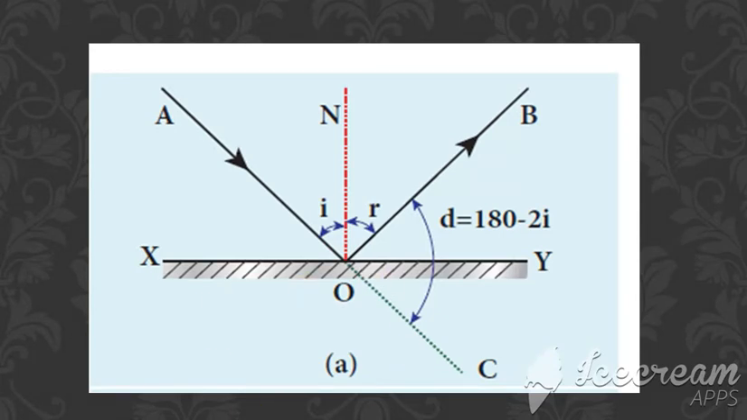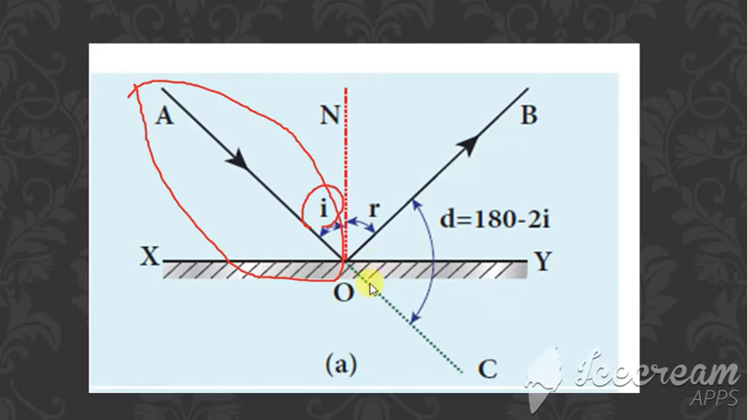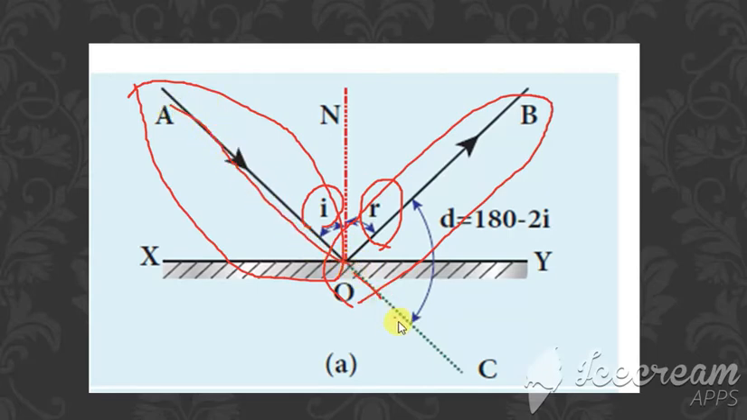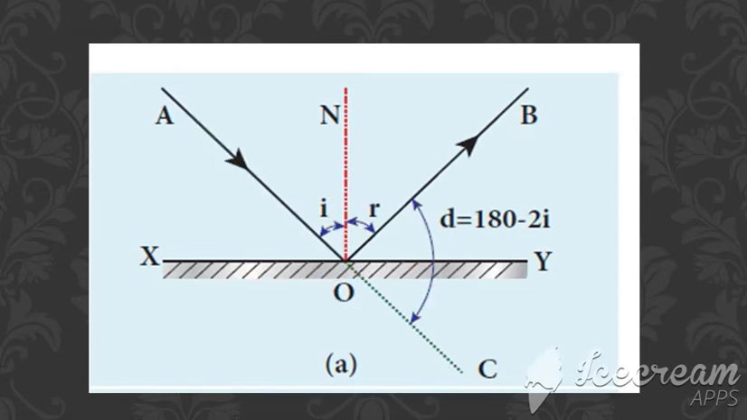As I have told you already, here we have AO, which is the incident light, so the angle of incidence is I. Here OB is the reflected light, so the angle of reflection is R. This incident ray we are going to extend, and that becomes C. Between OB and OC we have the value of D. Clear with this? Then we have to find the value of D.